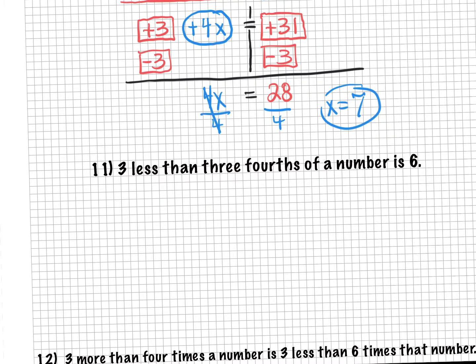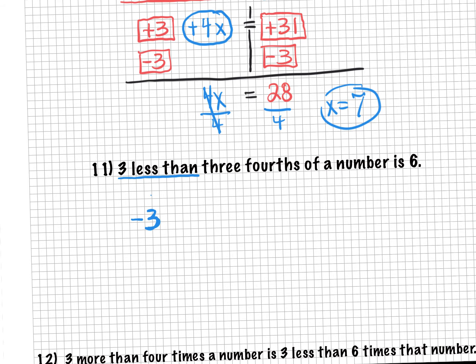Okay, here's why this works. Okay, 3 less than is -3. That's what we're doing. We're taking away 3 from something. A lot of you guys said 3 minus, which is wrong. It'll make the 3/4 negative. So -3 is 3 less than.